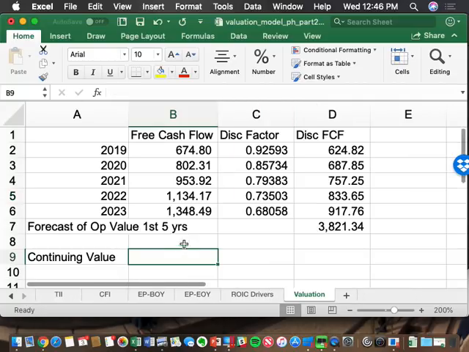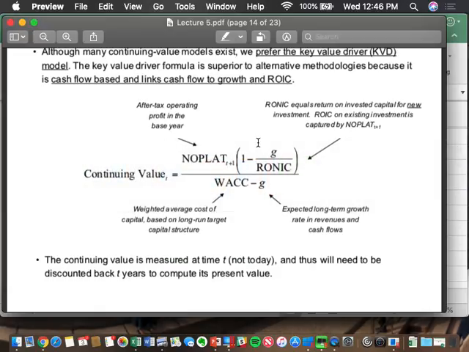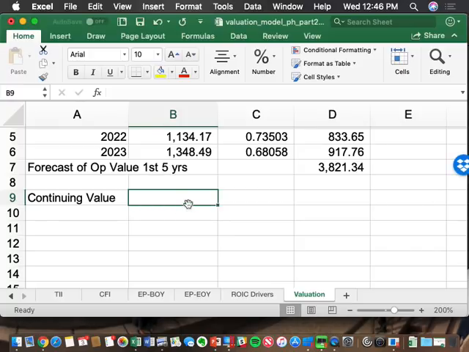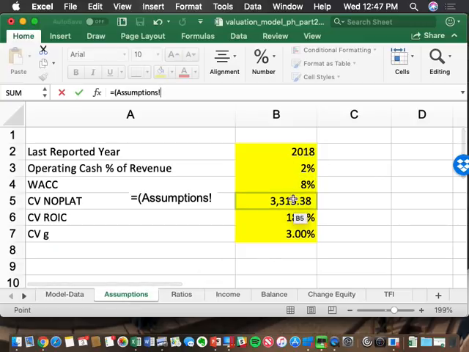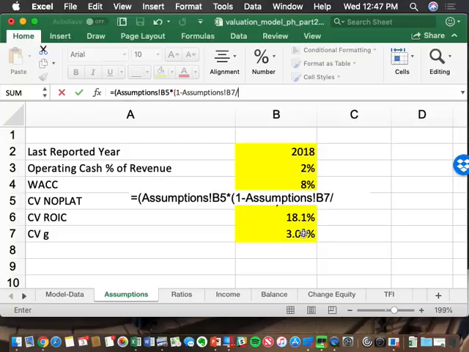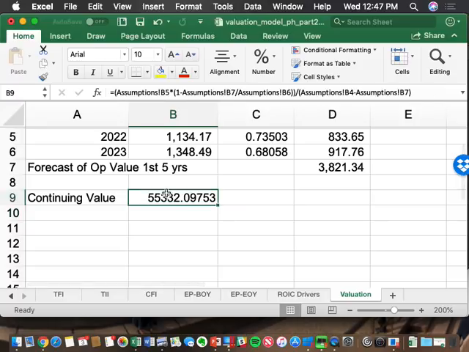And in cell B9, we're basically going to put this formula with the right order of operations into this cell. Okay, toughest thing you got to do all day. So equals left paren. Go back to the Assumptions tab. NOPLAT. So B5 times left paren 1 minus the growth, so B7 divided by the ROIC, B6, right paren, divided by left paren, the WACC, B4, minus the growth, B7, right paren, enter, about 55 billion.